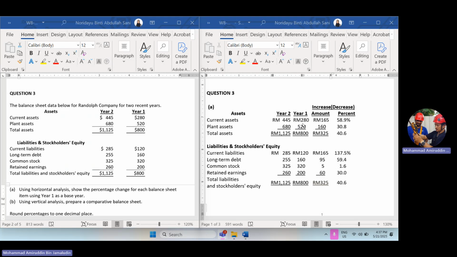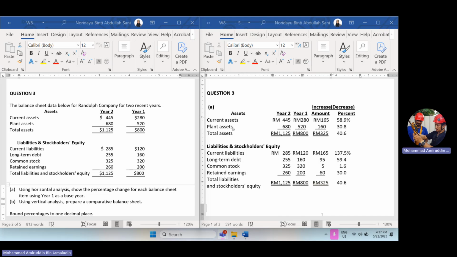There was an increase in current asset by 58.9%. If you have a reduction, here they put it in parentheses. This one is increasing, that's why the percentage change is positive. No reduction for this company.